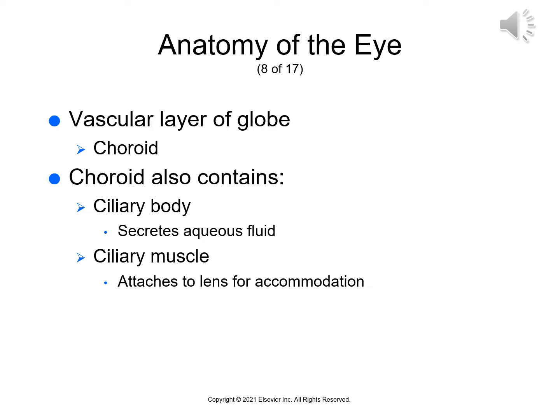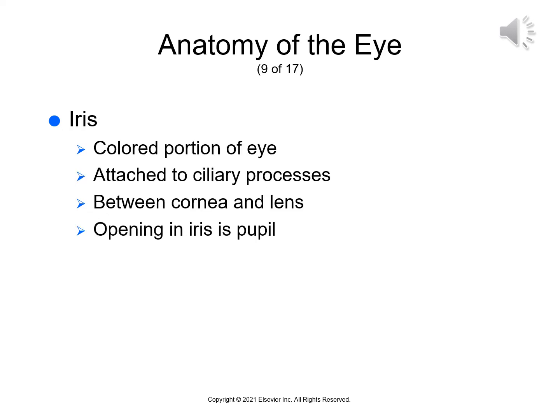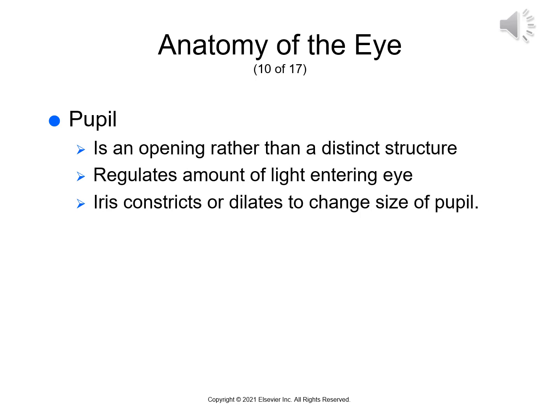The anterior and thickest part of the choroid is the ciliary body. The ciliary body secretes aqueous humor from ciliary processes. The ciliary muscle attaches to the eye lens, helping to accommodate near and far vision. The iris of the eye, which is between the cornea and the lens, is attached to the ciliary process. In short, the iris works to change the size of its opening, which is known as the pupil. The pupil controls how much light enters the eye by constricting or dilating.